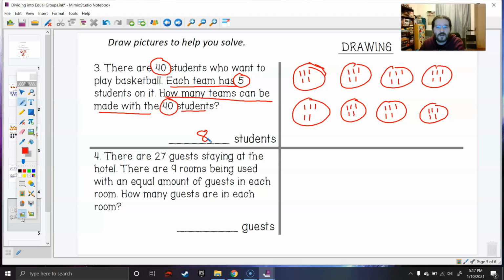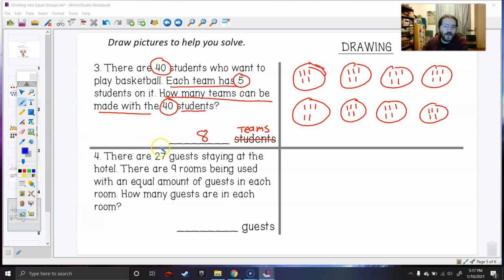How many teams? Okay, this should not say students. This should say teams, because our question's asking how many teams can be made. So there's an error right here.